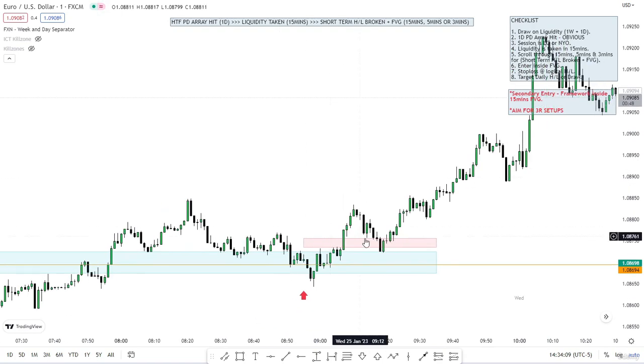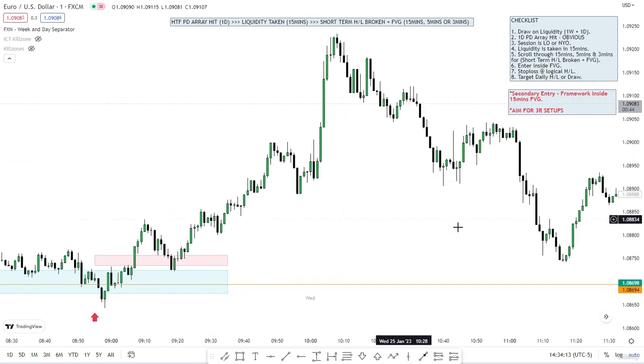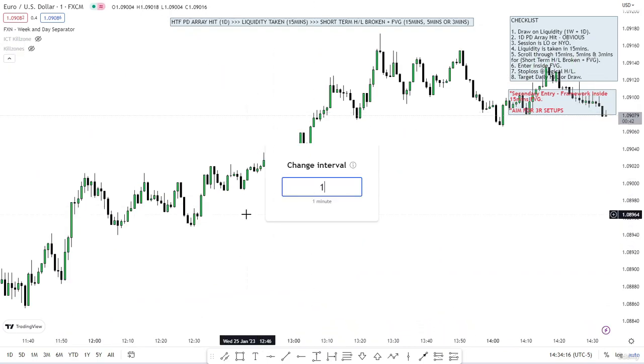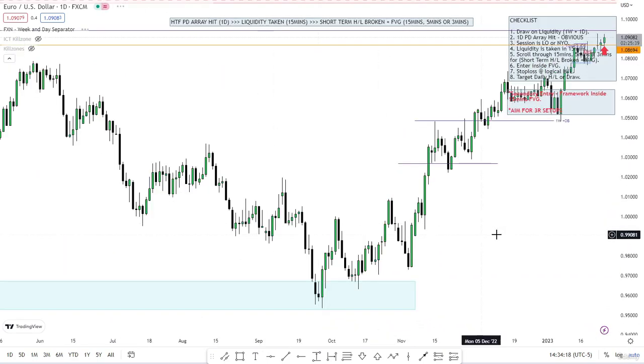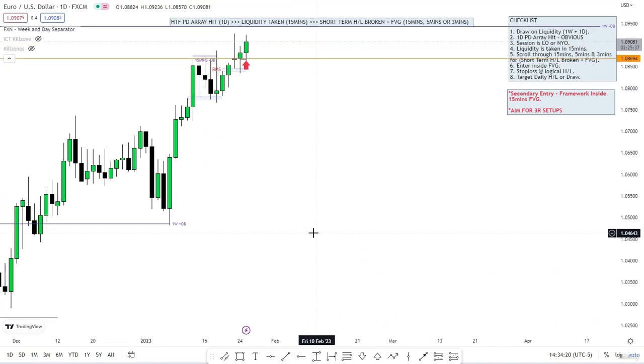So this is 1 minute. That's the entry after breaking the structure here. So I think that's it. I'm done, so I don't want to overdo anything. That is all about that model.